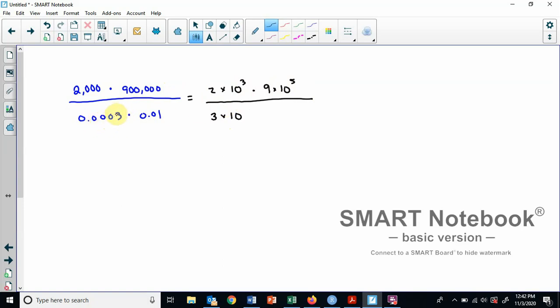Make sure you move it behind the 3. So that's a negative 4. Why is it negative? Because this number represents a tiny decimal. Okay, times 1 times 10 to the negative 2, because I got to move this decimal twice to get it behind one digit.